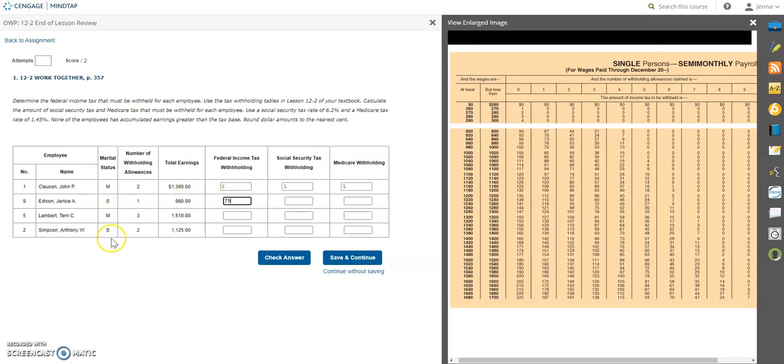Then I'm going to go to the next single one so I can stay on the same table. That's Anthony Simpson. I'm going to find his amount first, 1,125. When I look, that's going to fall here. He makes at least 1,120, but less than 1,140, so I'm going to be looking at this row. And he has two withholding allowances, so I'm going to go over to the two column, and it looks like I'm going to withhold $77 in federal income tax.